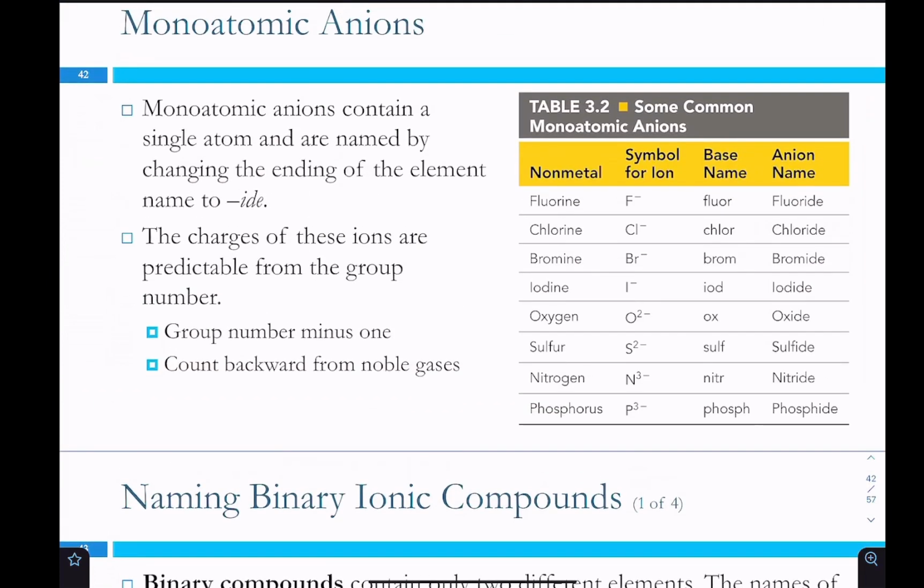So the charges of those ions are also predictable from their group number, and it's basically their group number, 7A. 7 minus 8A gives you a 1 minus. 6A minus 8A gives you 2 minus, and then phosphorus, nitrogen. Is arsenic on there? No. Phosphorus and nitrogen. All right, 5A minus 8A is -3. And so there's another pattern there. -1, -2, -3.